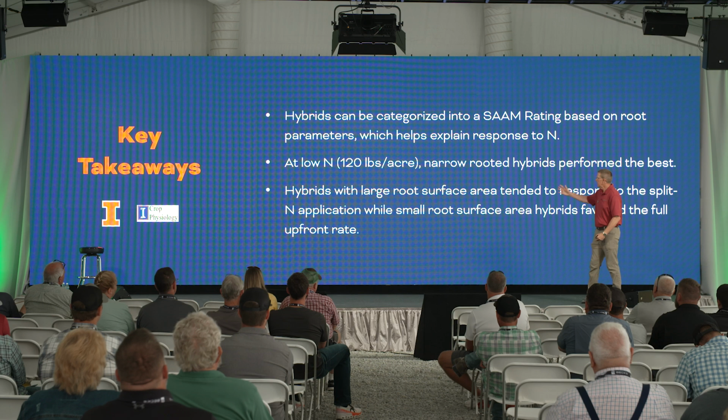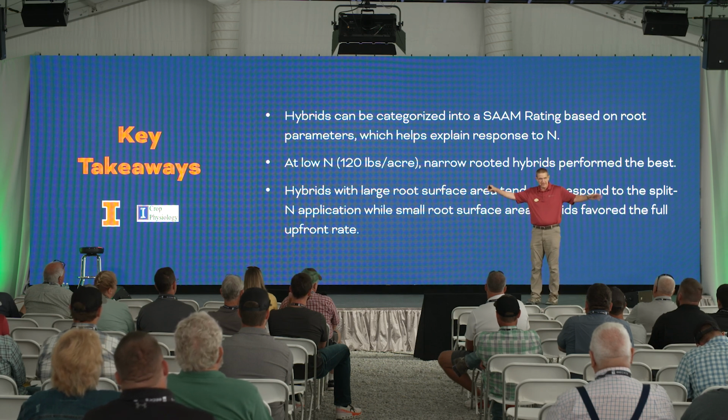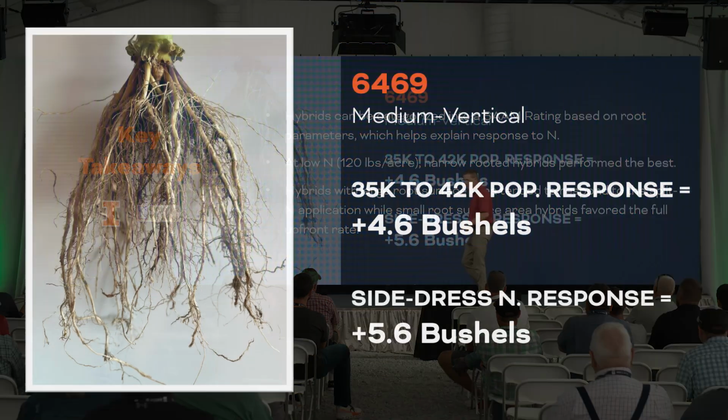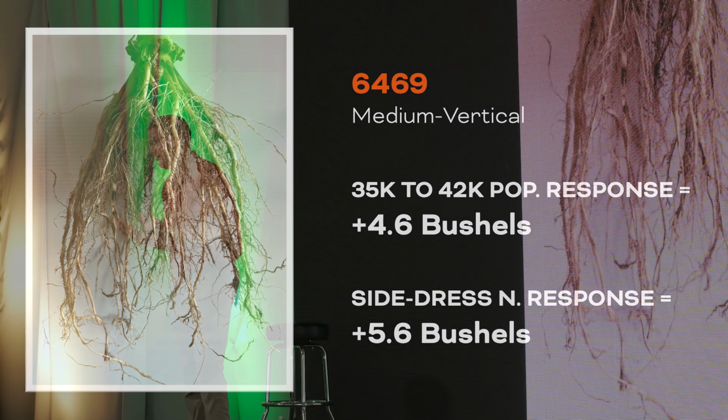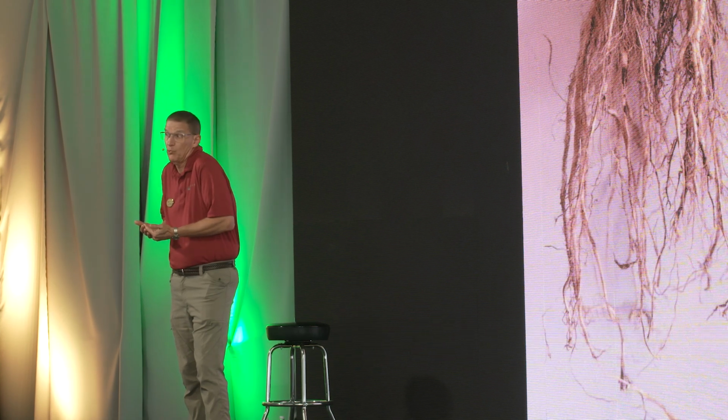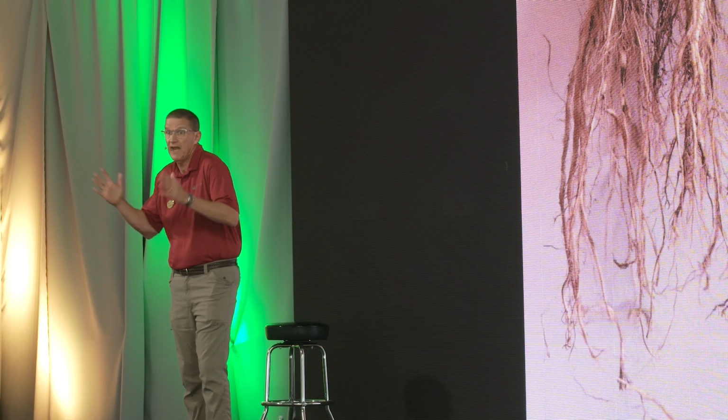So, at low nitrogen rates, those narrow-rooted hybrids perform the best. And then also, that large root surface area tended to respond better to split applications. Interesting. When I shared this data with our corn product lead, Craig Moore, we had been doing some internal work as well, because one of the questions we have to answer is, what impact does genetics have on this? Because genetics might rule all. So maybe we're just heading down a bunny trail that's not real.